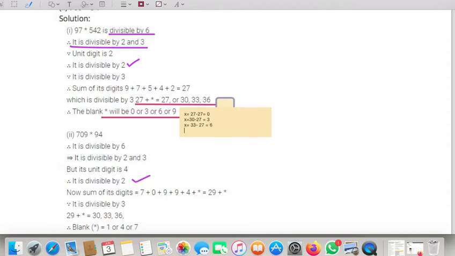Now one more possibility is there. Check out that possibility. We said x can also be 36, because after 27, these are the numbers divisible by 3. So let us check that also. 36 minus 27 this time comes as 9.